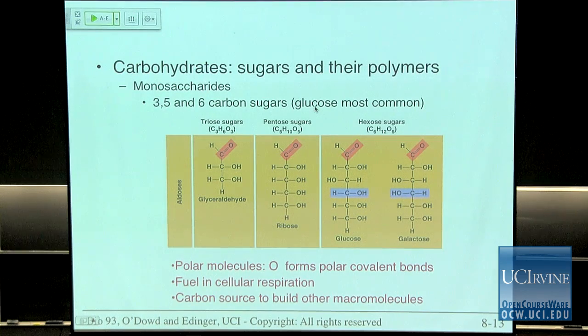Now we'll move on to carbohydrates, which are sugars and their polymers. And the simplest carbohydrate is a monosaccharide, and they can come in either 3, 5, or 6 carbon sugars, and glucose, a 6 carbon sugar, is the most common, which is shown over here. These are all polar molecules in that they have lots of oxygens that are hogging the electrons, so they have regions of partial positive and negative charge to interact with water.